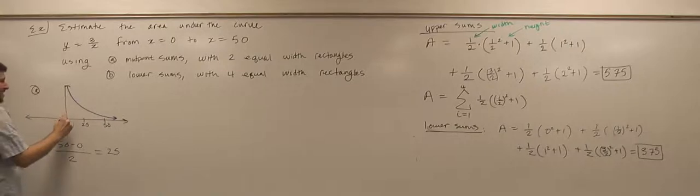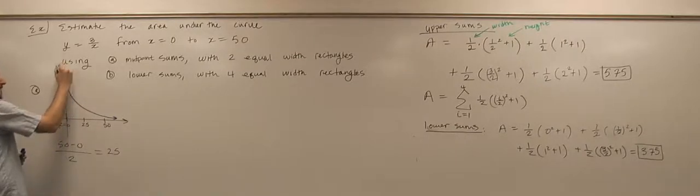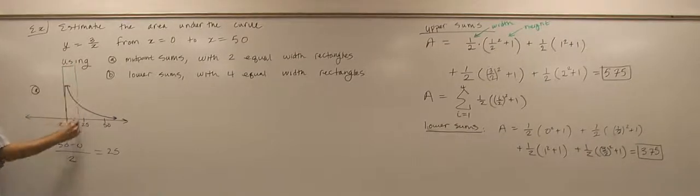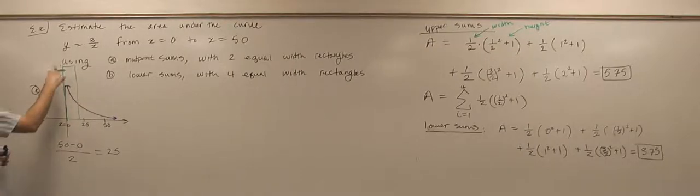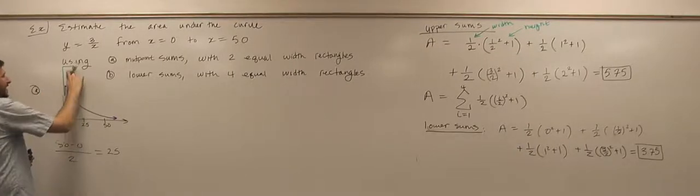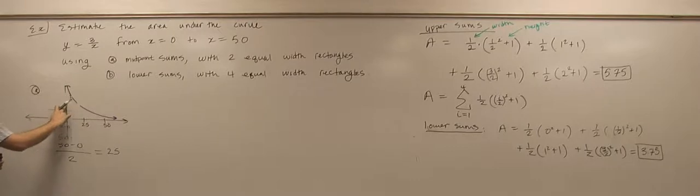If I try to do upper sums, I have to go all the way up here and do a rectangle. You can't do it because it's an asymptote. It'd be overestimate. It'd be a drastic overestimate. That's assuming this area is finite. We don't know.